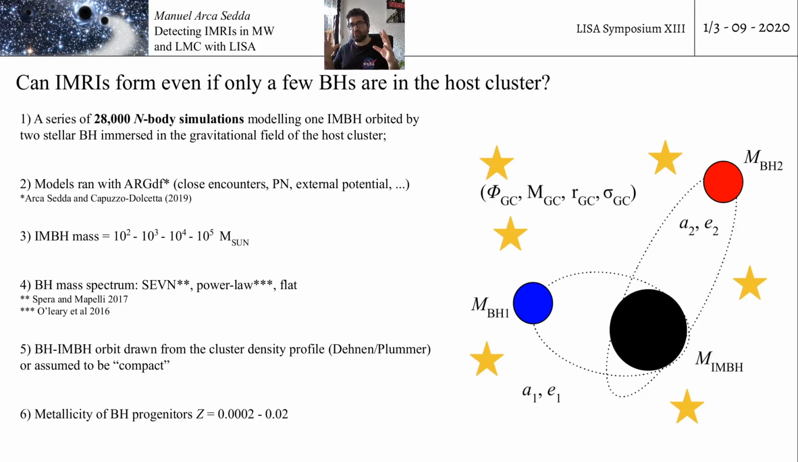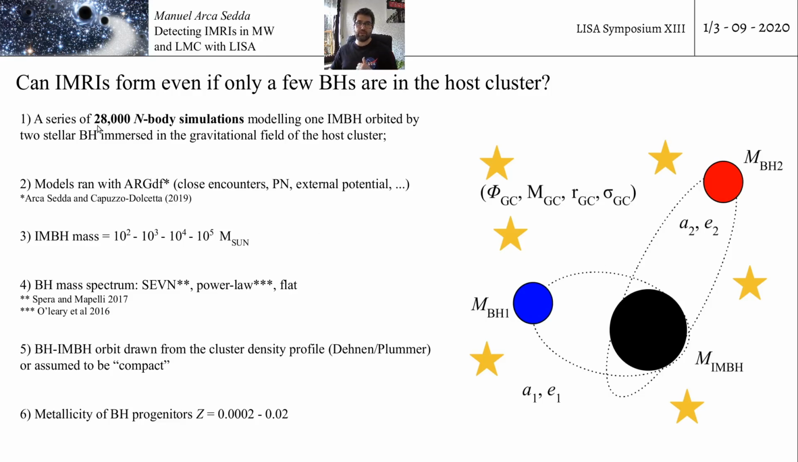So with these scenarios in mind, we decided to study a very simple idea, a very simple scheme: a single IMBH in the center of a star cluster that is modeled through its mean field, and two stellar mass black holes that are orbiting around it. We are not assuming any hierarchy on this triple system. We want just to see if these orbits interact with themselves and trigger the formation of an IMRI.